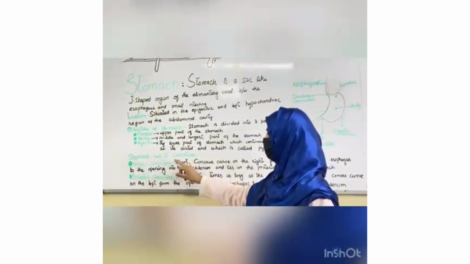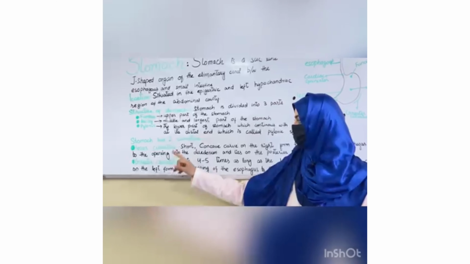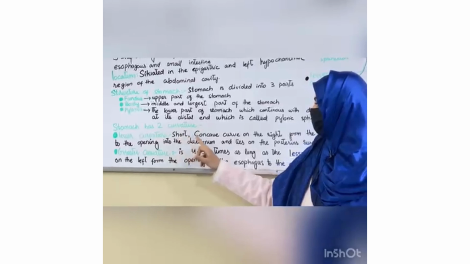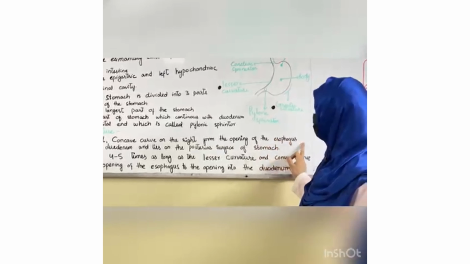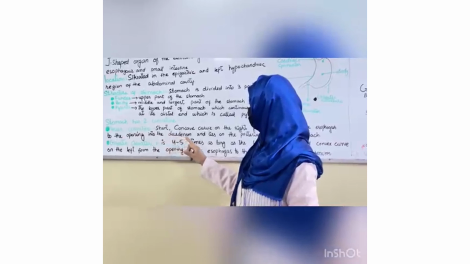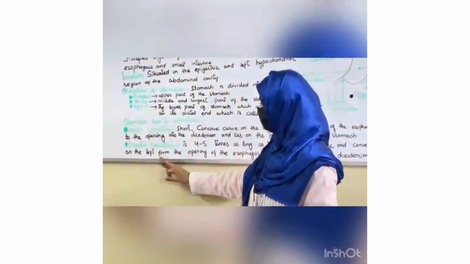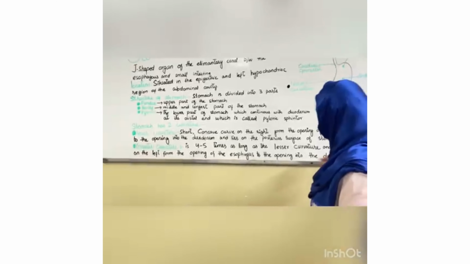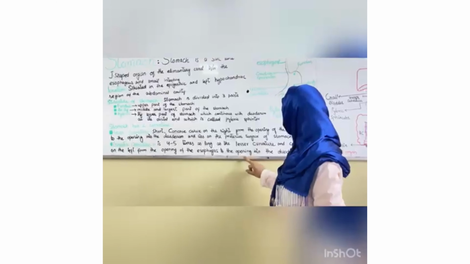The stomach has two curvatures: lesser curvature and greater curvature. The lesser curvature is short and concave on the right, from the opening of the esophagus to the opening into the duodenum, and lies on the posterior surface of the stomach. The greater curvature is 4 to 5 times as long as the lesser curvature and is a convex curve on the left, from the opening of the esophagus to the opening into the duodenum.